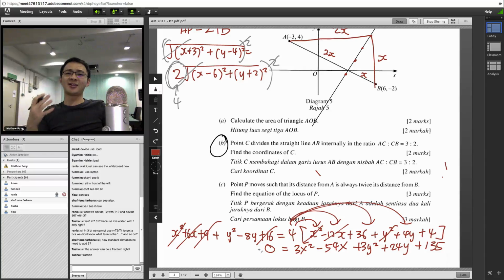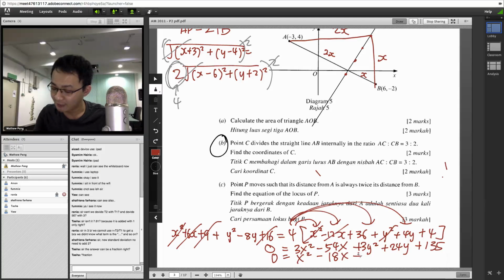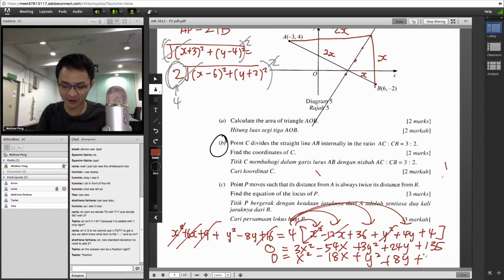I think your answer in the reference book is basically simplified by dividing 3 for every single one. Let me see, is all the number divisible by 3? Yes. So this is 0 equals x squared, 54 divided by 3, you will get minus 18x plus y squared plus 8y plus, this one should be 45, isn't it? 135 divided by 3, plus 45.